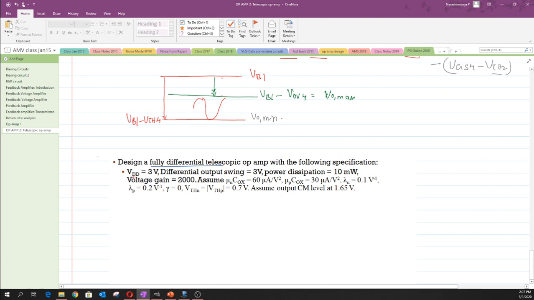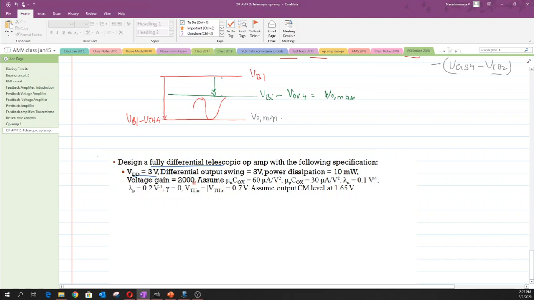And the next thing is that we have some set of data that is being given. The very first data given here is the supply, which is VDD, and there is also the output swing. The differential output swing is given, and the power dissipation is given, and along with it the voltage gain is also given.